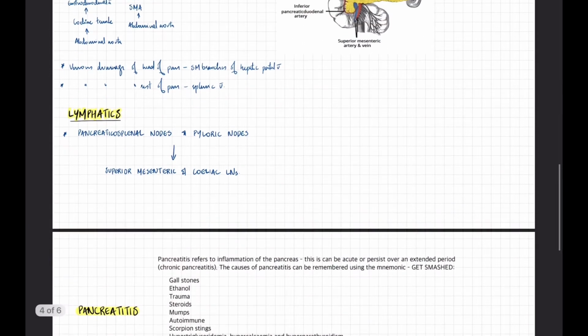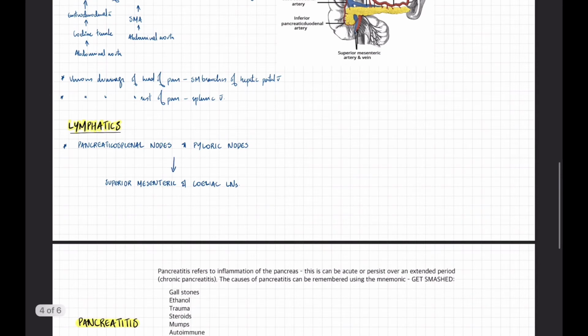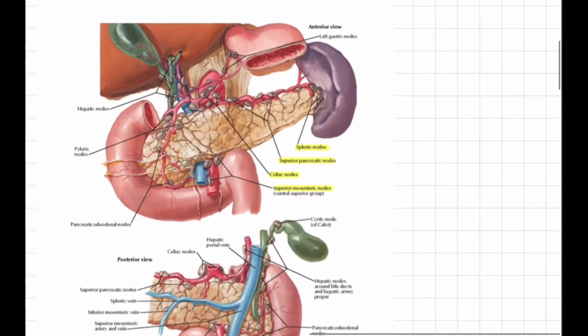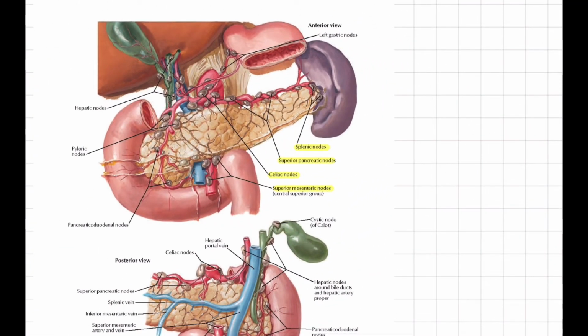The pancreas is drained by the lymphatic vessels that follow the arterial supply. They empty into the pancreaticosplenic nodes and pyloric nodes, which in turn drain into the superior mesenteric and celiac lymph nodes. Here I'll show you the lymph nodes. These are the splenic nodes and here are the superior pancreatic nodes. Celiac nodes are present near the celiac trunk, and here are the superior mesenteric nodes.